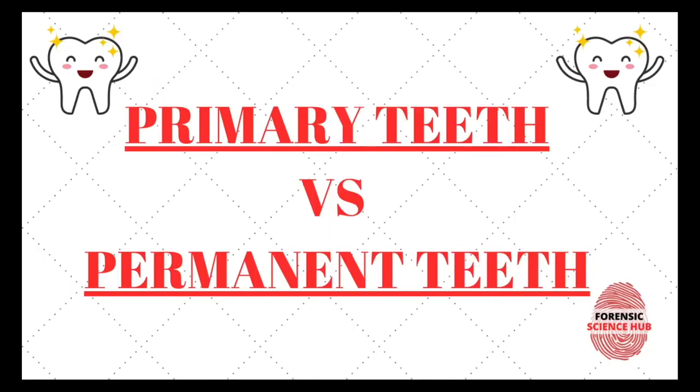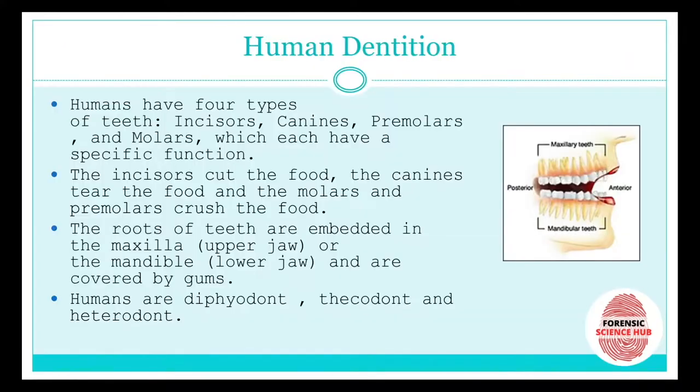Two types of teeth, that is primary teeth and permanent teeth. Primary teeth have many different names, like for example, it is also known as milk teeth, or it is also known as deciduous teeth, or it is also known as temporary teeth, right? There are different names that are given for primary teeth, so we'll be discussing about these. So let's get started. First, I'm going to give a small description about human dentition.